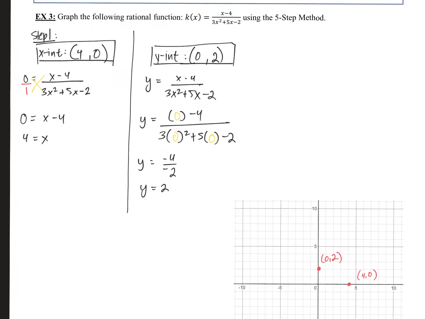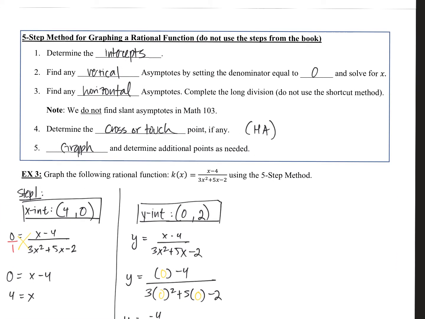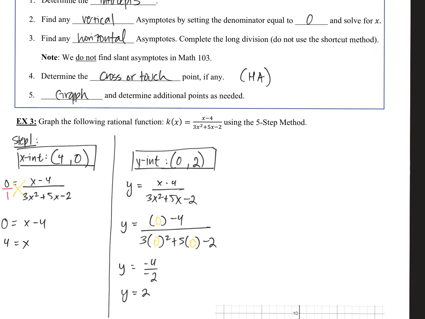All right, we've done step 1. Now let's do step 2, which is determine any vertical asymptotes by setting the denominator equal to 0 and solving for x. So step 2, vertical asymptote. We're going to set the denominator equal to 0, which is 3x squared plus 5x minus 2. Set that equal to 0. Well, that's a quadratic equation. We know how to solve those. Let's try to factor it first.